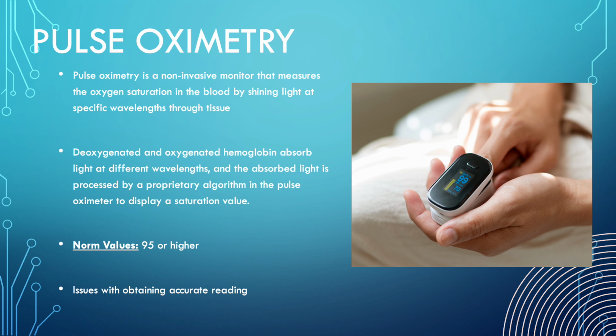We do have some issues that can skew our readings on a pulse ox. Because they're often applied to the finger, things like nail polish, excessive shivering or shaking, or excessive skin temperature or skin thickness like calluses can impact the ability to get an accurate reading. So it is something to keep in mind when you're applying a pulse ox to a patient or client.